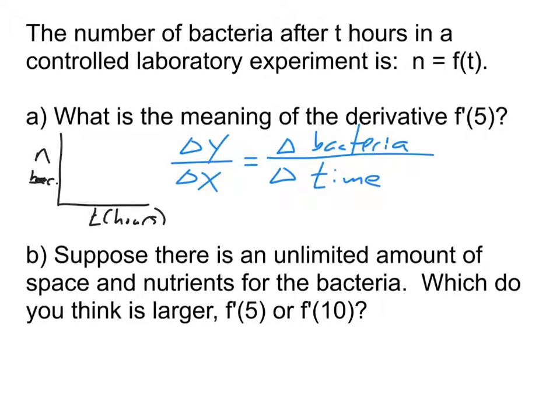And so the specific question being asked here, what is f prime of 5? This would be saying that after 5 what? Hours, yep, after 5 hours, how quickly the number of bacteria is changing. Now, thinking about this situation and assuming in part B that there's an unlimited amount of space and nutrients for the bacteria, so we don't have to get into the biological nitty-gritty, which do you think is larger, f prime of 5 or f prime of 10?